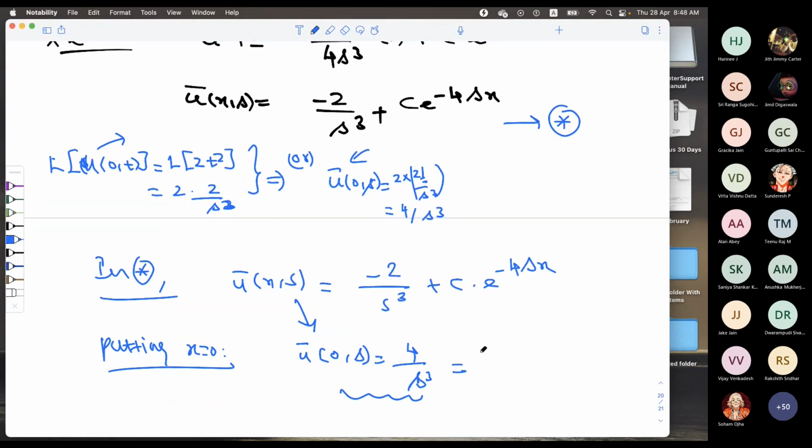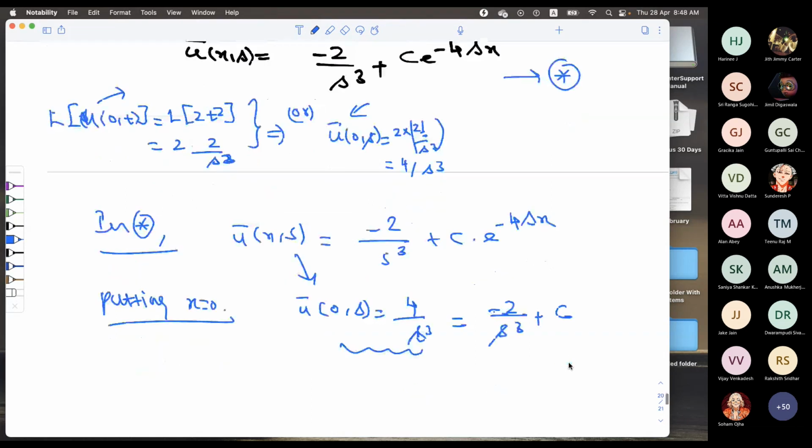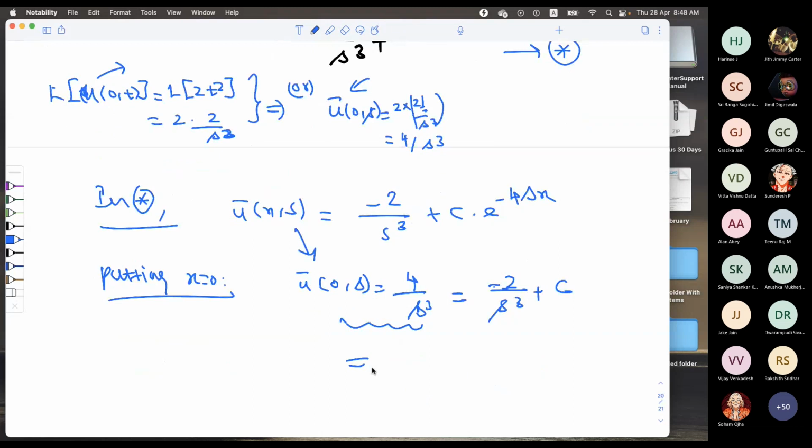Now it is 4 by s cube, and the remaining is minus 2 divided by s cube plus this; when x is 0, e power 0 is 1, so only the constant remains. From this the constant can be computed. So 4 plus 2 divided by s cube, so 6 divided by s cube is my constant.